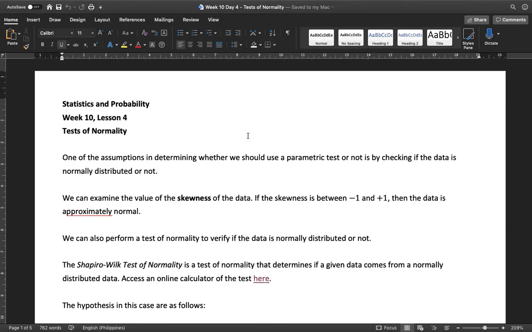Hey everyone, today we're going to discuss the test of normality. Now this time, we're going to have a particular test and apply natin paano ba natin i-interpret yung data gamit yung mga test na to.